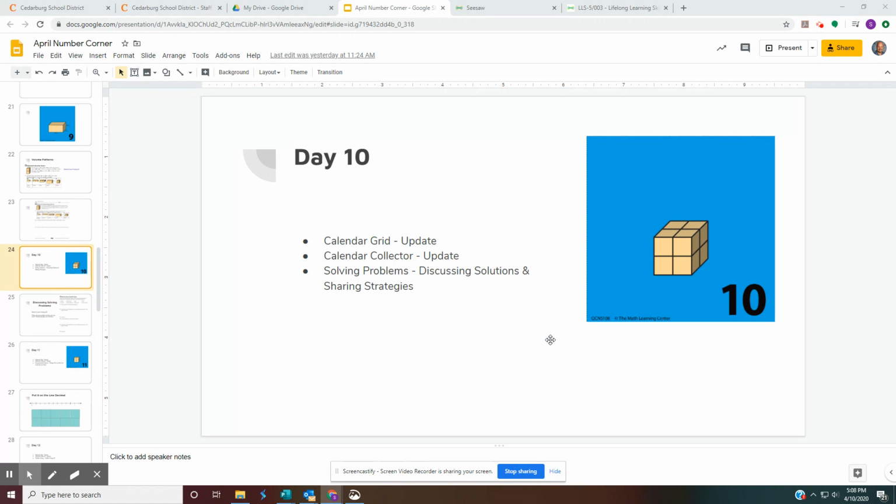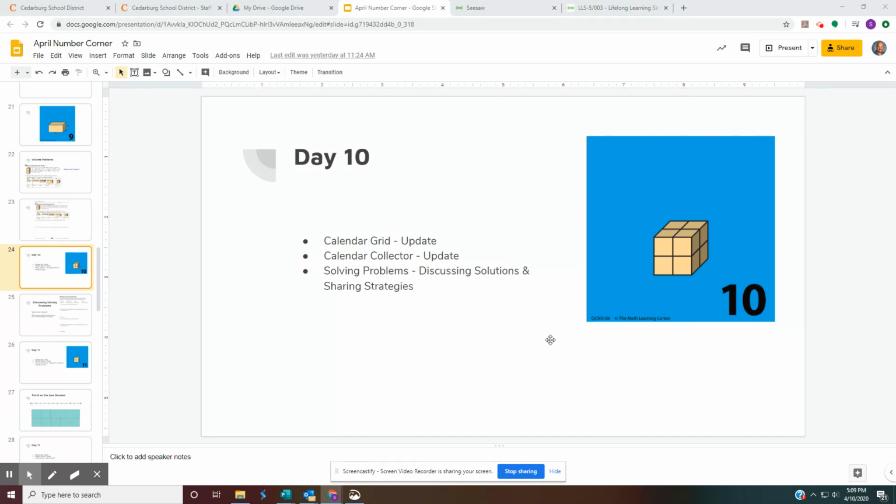Not a lot of work to do today. We're just going to review some of the work that we did previously. I believe it was day 6. So you're going to need your Number Corner books so we can look at some of the stuff that we did. Make sure that you are updating your calendar grid.